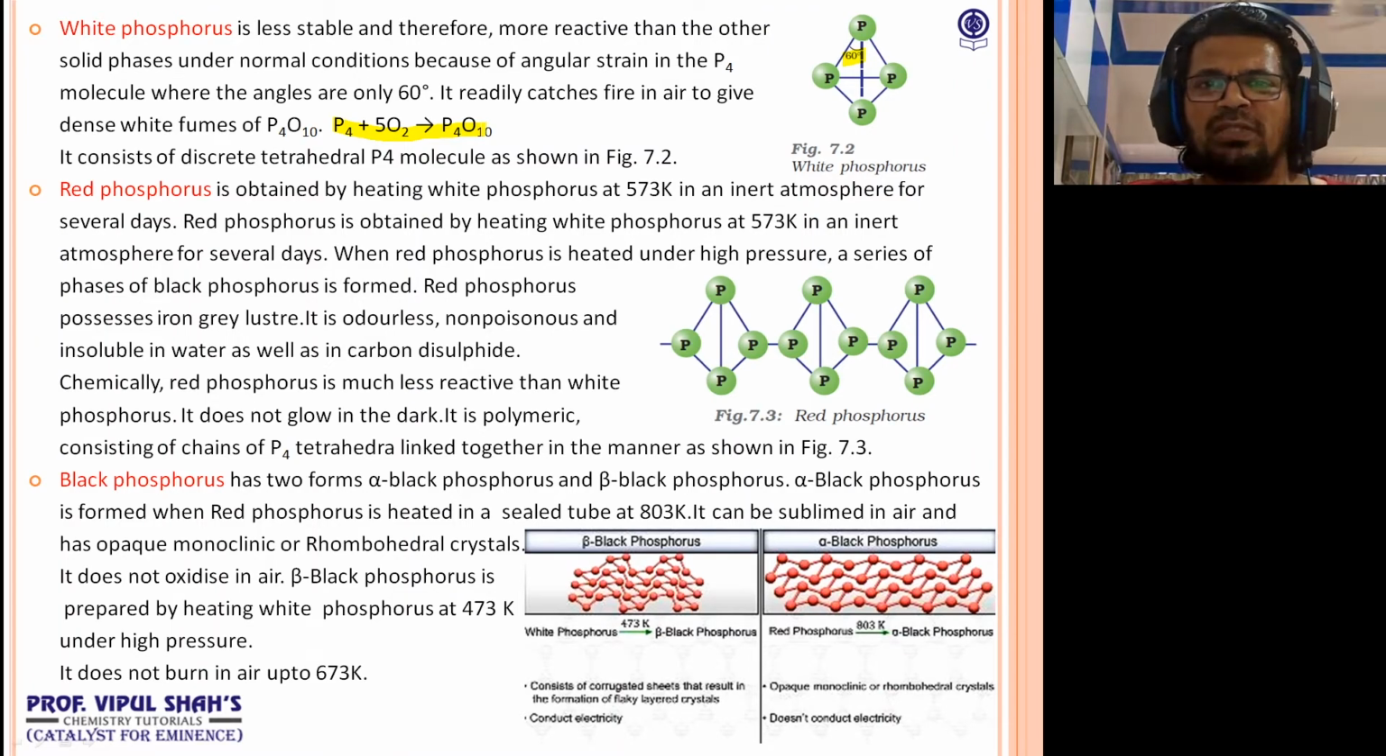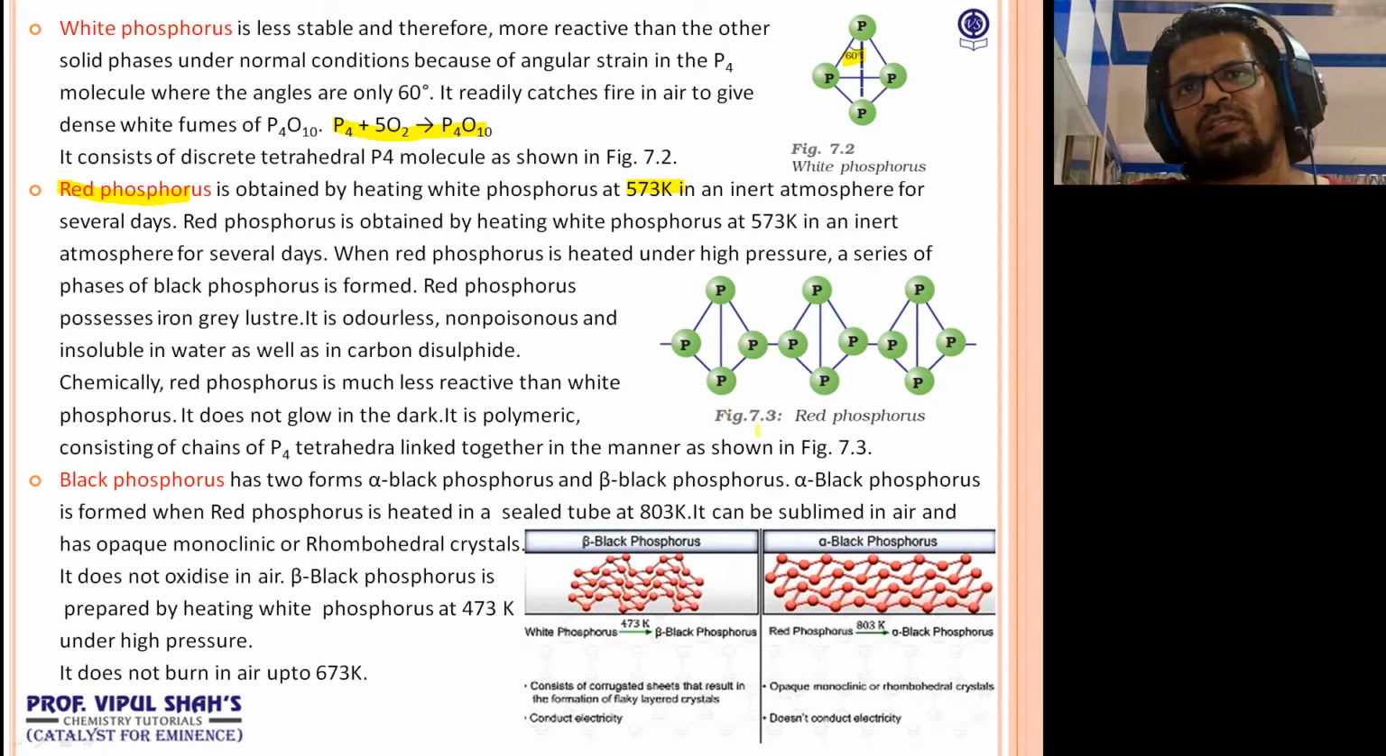Then comes the second one, red phosphorus. Red phosphorus is obtained by heating white phosphorus at a temperature of 573 Kelvin in an inert atmosphere. And when red phosphorus is heated under pressure, it forms a series of phases of black phosphorus. So look at that: red phosphorus is obtained by heating white phosphorus at 573 Kelvin.